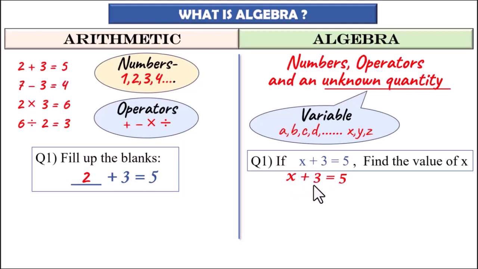To remove this 3, we will subtract 3 from both the sides. So we will put minus 3 here and minus 3 on the right side. So x plus 3 and minus 3 will cancel out, it will become 0. On the right side, 5 minus 3 is equal to 2. So we get x plus 0 is equal to 2, or x is equal to 2. So you see the result is the same in arithmetic and algebra, but only the way of writing and solving the equation is different, because you will see later that it is not possible to solve difficult questions without the use of variables.